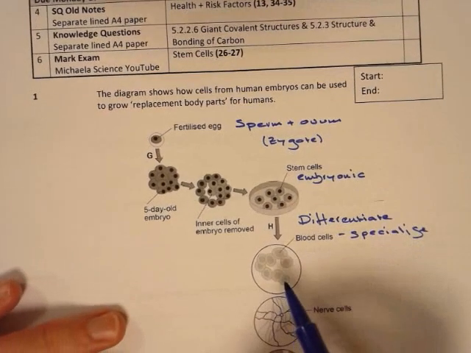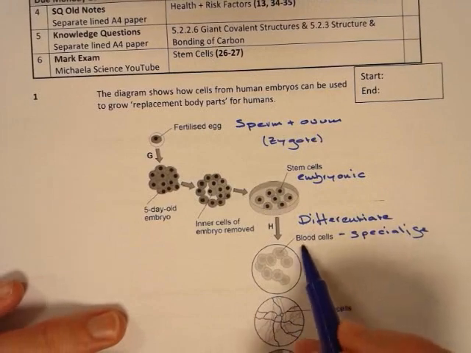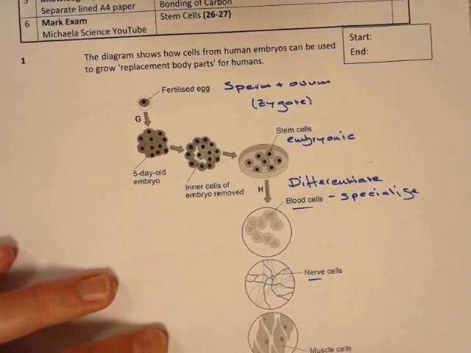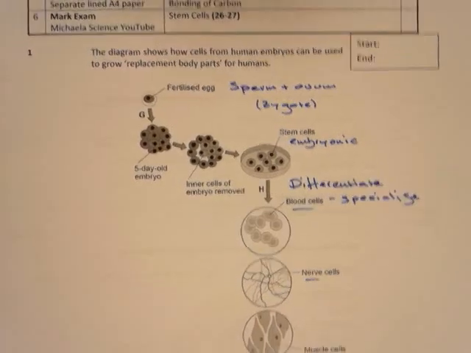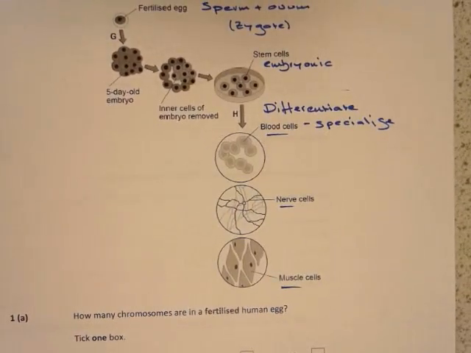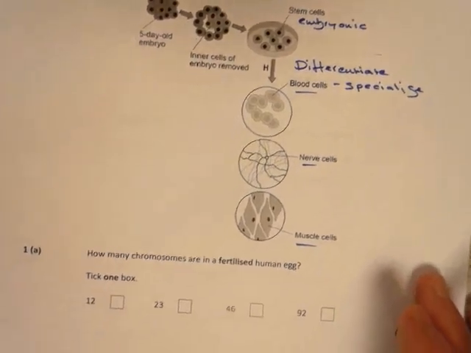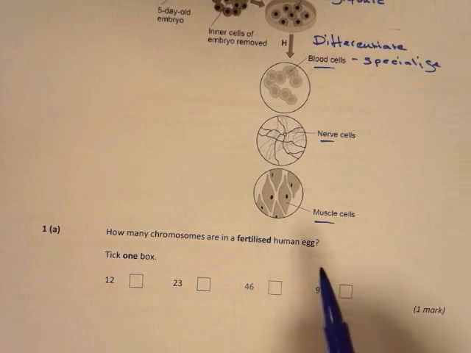and we can see some specialized cells down here. Blood cells are specialized cells, nerve cells are, muscle cells are as well. Muscle cells are just down there. Okay, so the first question is about the fertilized human egg. It wants to know how many chromosomes are in there.